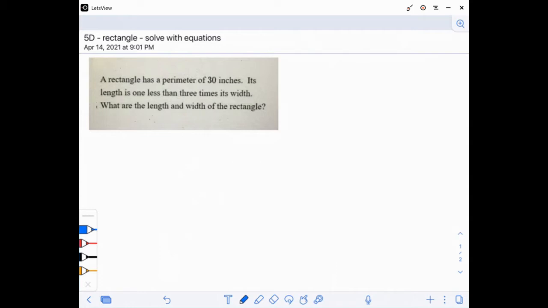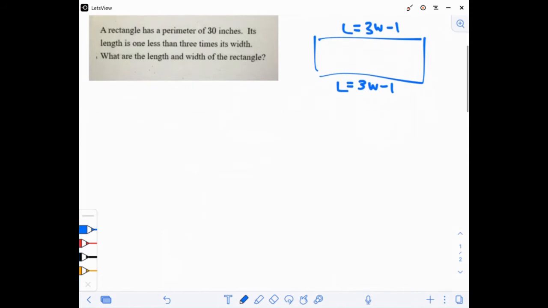So first step of the 5D process is I'm going to draw and describe, and that's going to help me. So I know the length is 1 less than 3 times its width. So the length equals 3 times the width minus 1. That's 1 less than 3 times the width. It's a rectangle, so both sides are the same. 3w minus 1. That means this is the width.